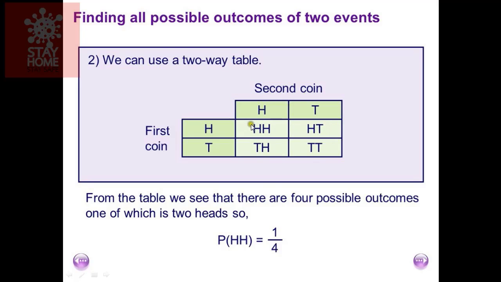This is the sample space. So both heads is 1/4. That's why the probability of both heads would be 1/4.